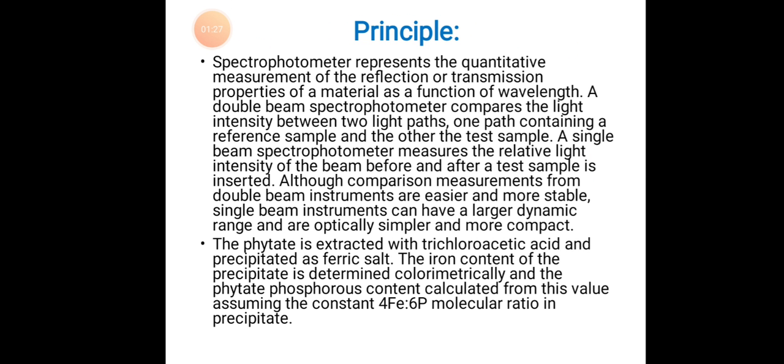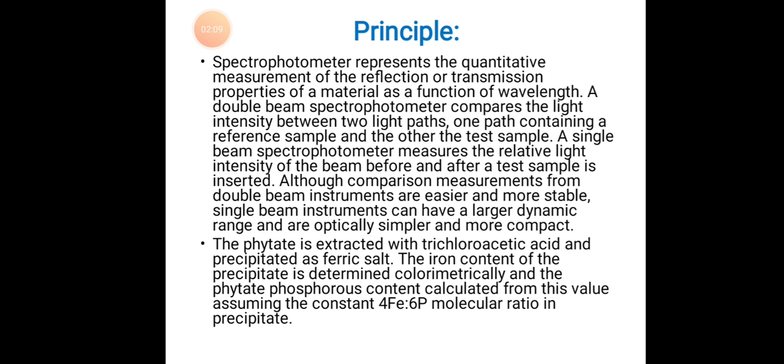Coming to principle, spectrophotometry represents the quantitative measurement of the reflection or transmission properties of a material as a function of wavelength. A double beam spectrophotometer compares the light intensity between two light paths, one path containing a reference sample and the other the test sample. A single beam spectrophotometer measures the relative light intensity of the beam before and after a test sample is inserted. Although comparison measurements from double beam instruments are easier and more stable, single beam instruments can have a larger dynamic range and are optically simpler and more compact.